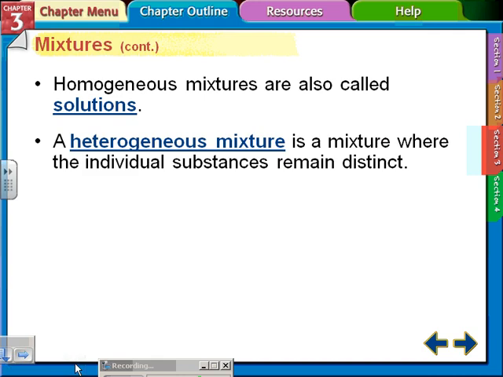Unlike heterogeneous mixtures, this is a mixture where individual substances remain distinct. So if I were to mix oil with water, oil would float on top of water because it's less dense, and those two things wouldn't mix. You can shake them up, but then they're going to separate back out into layers. That would be a heterogeneous mixture.